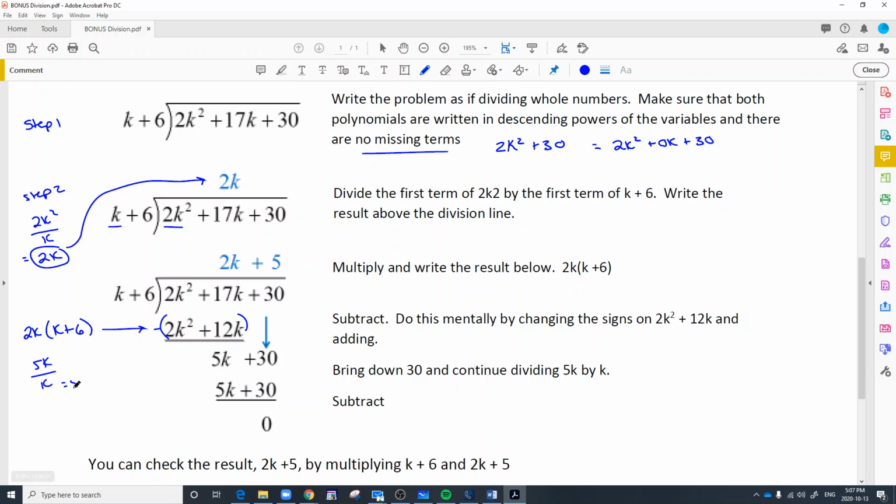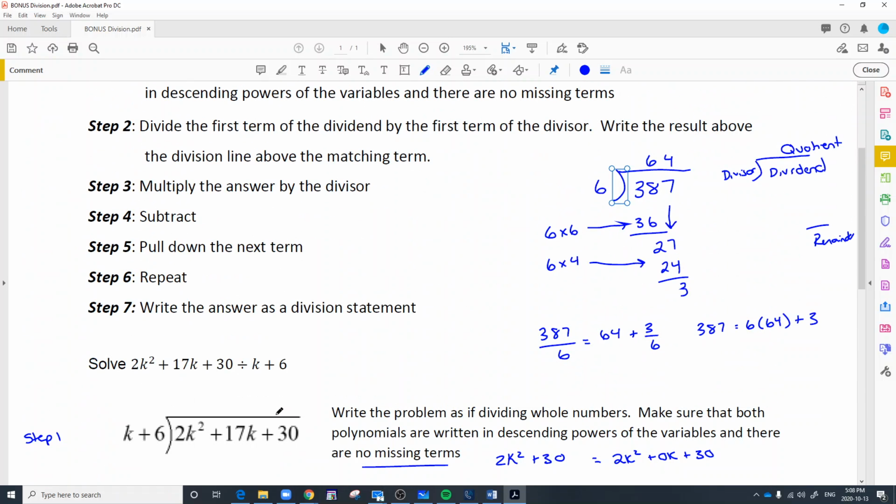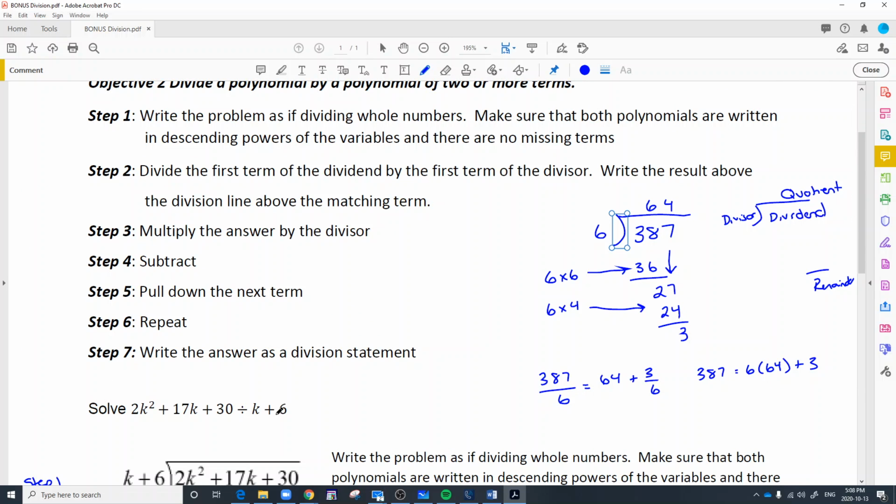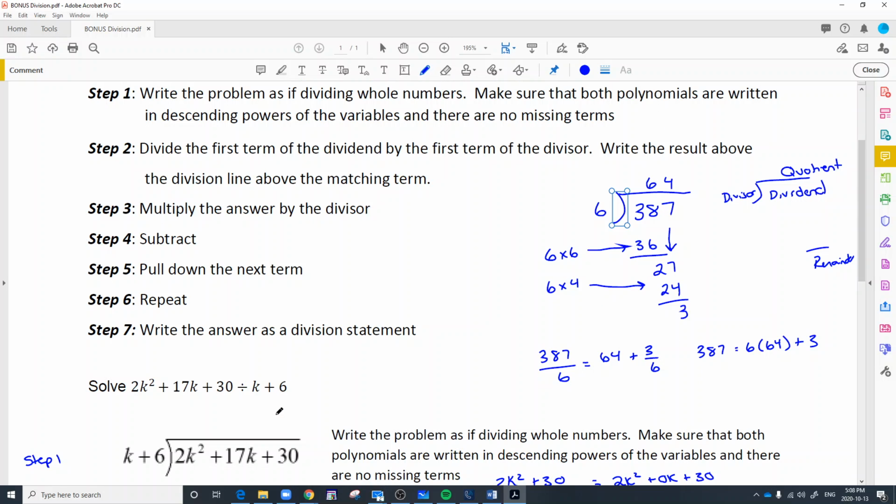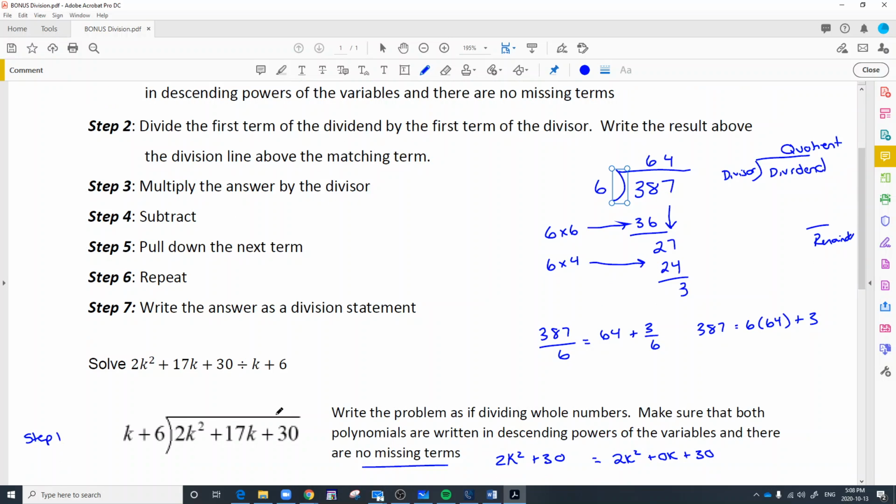And then you take that and multiply it by the divisor, and you get 5k plus 30, and then you subtract, and this time we get 0. So again, make sure I talk through the steps. Step 1, write it as a division problem. Step 2, divide the first term of the dividend by the first term of the divisor. Write the result above. Multiply the answer, the quotient, by the divisor, and then you subtract, and then you pull down the next term and repeat.